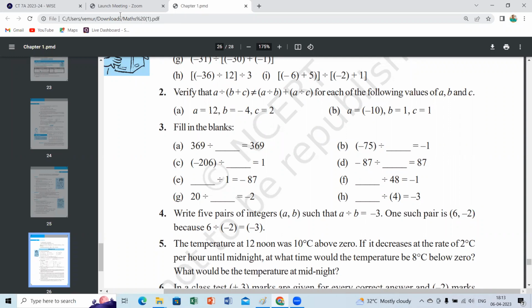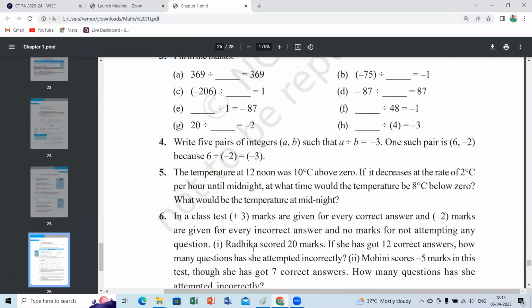Excellent. Good. Varshit, go with G. Ma'am, 20 divided by dash is equal to minus 2. 20 divided by minus 10 is equal to minus 2, ma'am. Very good. Excellent. Next, H bit for Anubhav. Ma'am, dash divided by 4 equals minus 3. Minus 12 divided by 4 equals minus 3. Excellent. Very good.